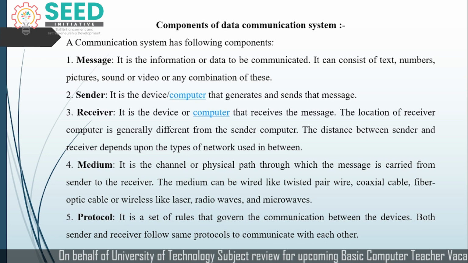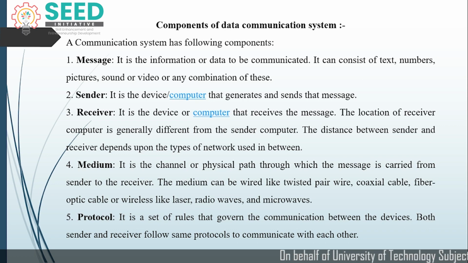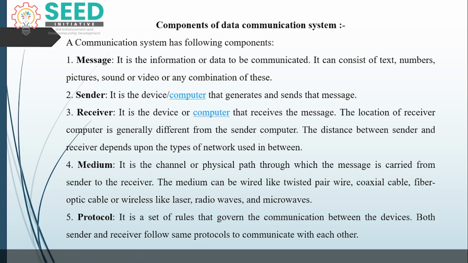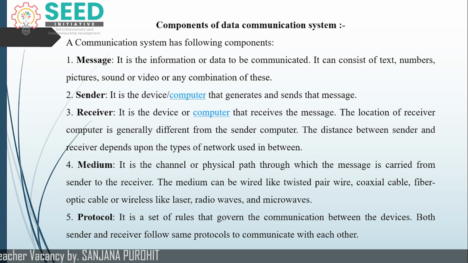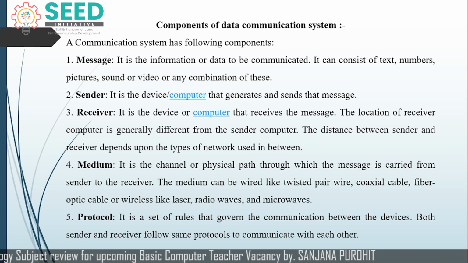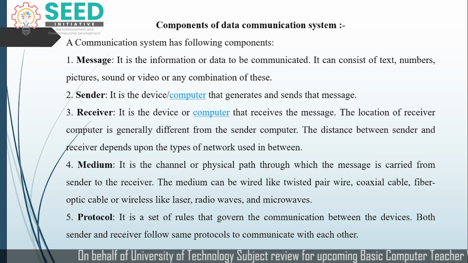Fifth point is protocol. It is a set of rules that govern the communication between the devices. Both sender and receiver follow the same protocols to communicate with each other. So, in summary, we can say protocols are necessary for proper and valid data communication. So you need to remember these 5 components of the data communication system: message, sender, receiver, transmission medium and protocol.